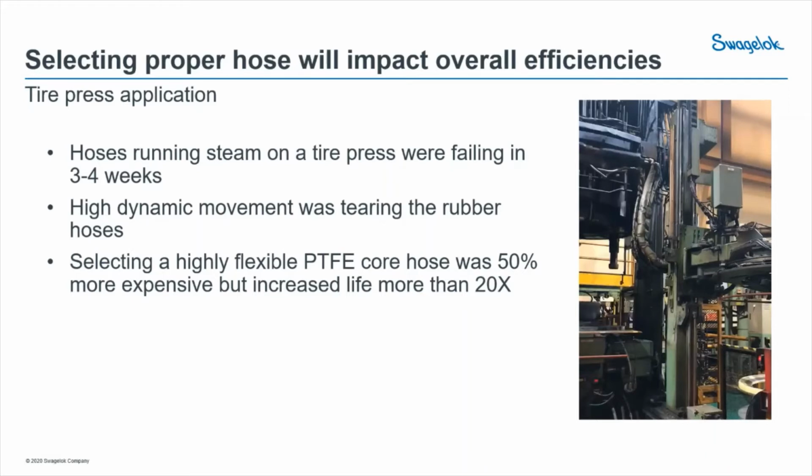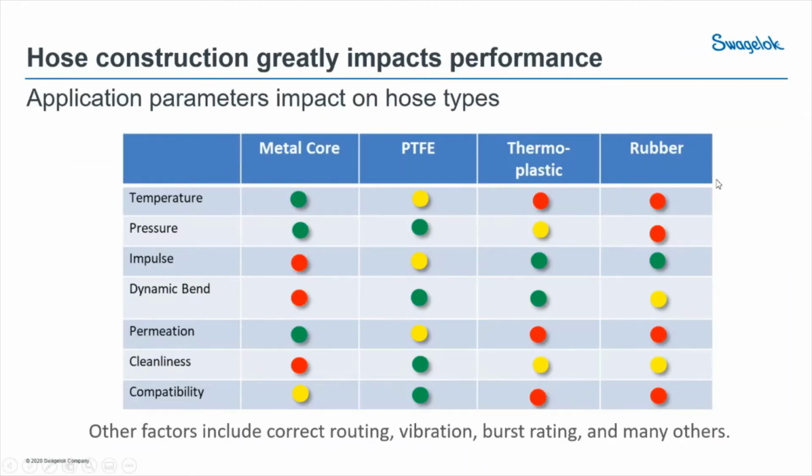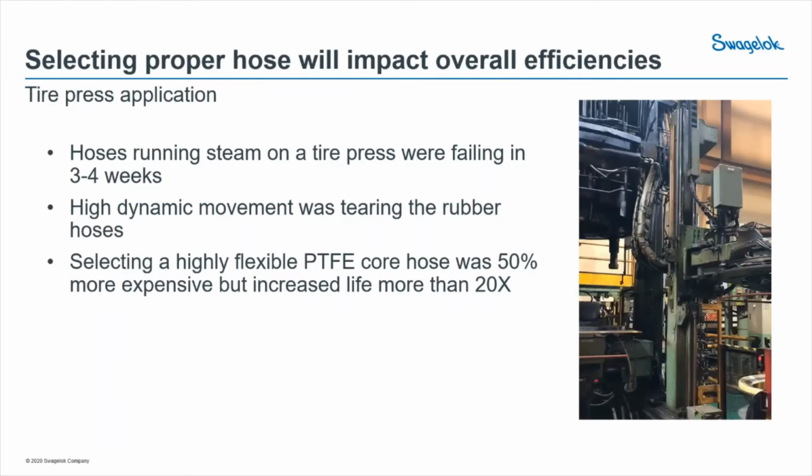Another key thing, it was a highly dynamic movement and it was tearing the rubber hoses. So if we go back one slide, looking at rubber hoses, it's just okay in dynamic applications, and also with steam, it's just okay under higher temperature ranges. So if you look over to the PTFE or Teflon core, it's better under temperature and it's much better under dynamic bend. So that would certainly be the hose to select for that application. And as you see here, they did select that.